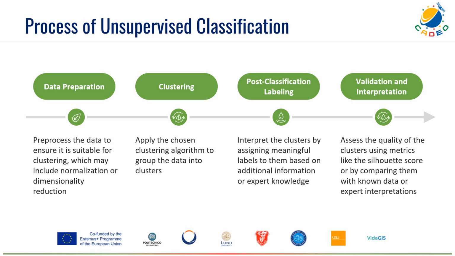The next step, clustering, is where we apply the chosen clustering algorithm to group data into clusters. Post-classification labeling interprets the clusters by assigning meaningful labels to them based on additional information or expert knowledge. And then finally, we validate and interpret by assessing the quality of the clusters using a metric like the silhouette score, or by comparing them with known data or expert interpretation.